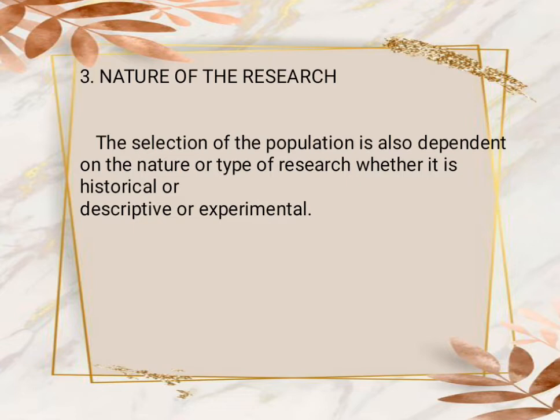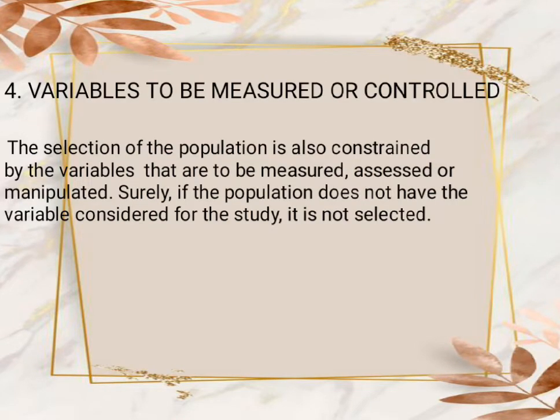Example, the relative effects of a certain drug in the reduction of fever. So, in this case, 2 samples are derived from 2 population frames, one the experimental group using the variable and the other group not using the variable, or the controlled group. Variables to be measured or controlled.